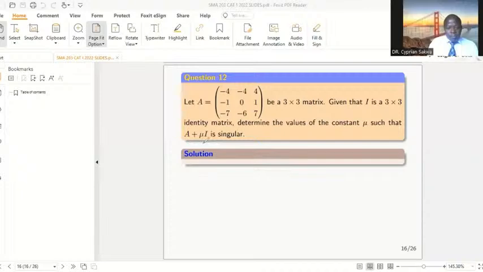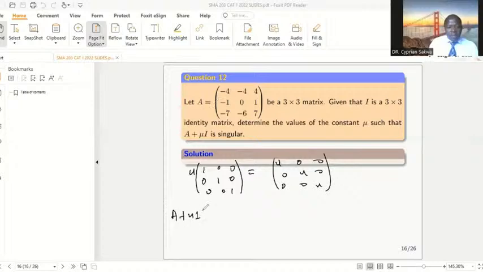So what is mu I? Mu I is just mu times the identity matrix. Just a minute. This is supposed to be 0, 1, 0, 0, 1, 0, 0, 0, 1. So when you multiply that, what you get will be mu, 0, 0, 0, mu, 0, 0, 0, mu. So what about if you add this to A? So what will be A plus mu I?